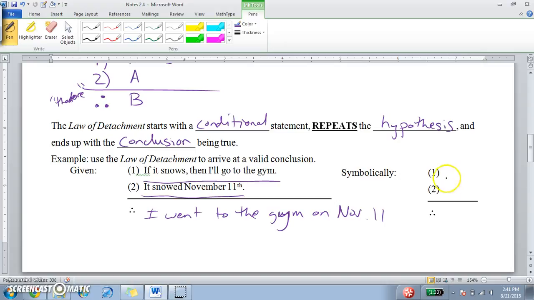So symbolically, this would be: if it snows, then I go to the gym. It snowed on November 11th. Therefore, I went to the gym on November 11th.